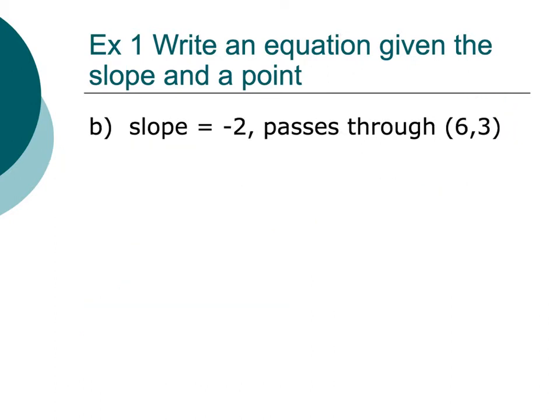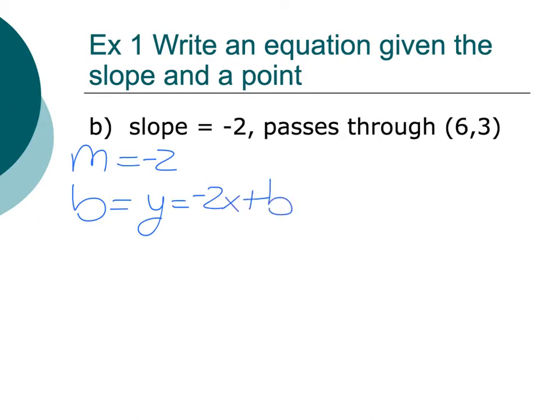Same thing, just showing it to you again. You have m. M is negative 2. We're looking for b. Write the equation y equals mx plus b with what you have so far. So y equals negative 2x plus b. I don't know what b is, but I do have an x and a y that were given to me. So plug them in. So 3 equals negative 2 times 6 plus b.